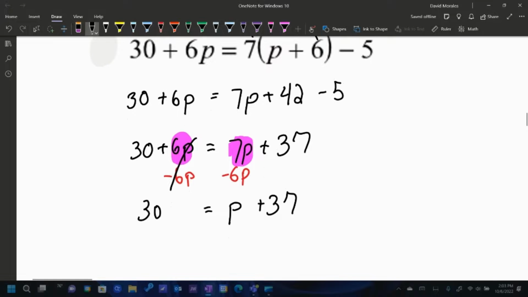Then we got one more step. We're going to subtract 37 on both sides. We're trying to isolate the p still. So 30 minus 37 is negative 7 equals p. So negative 7 equals p. So again, there's a letter there and it equals something. So therefore it is one solution.